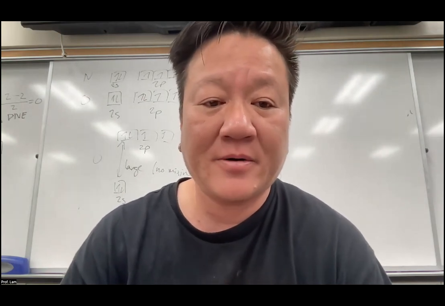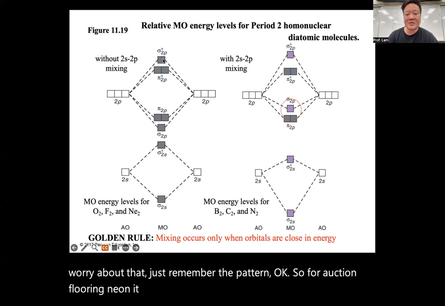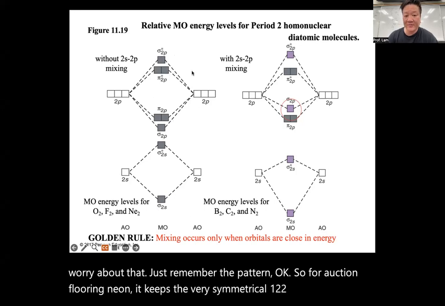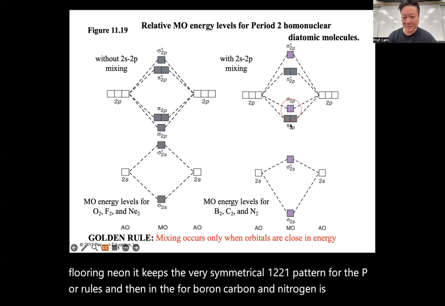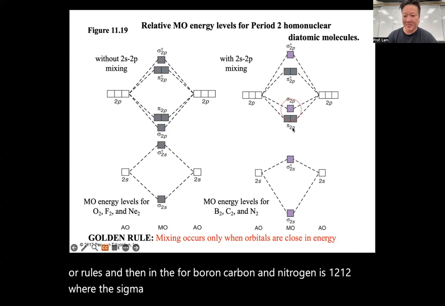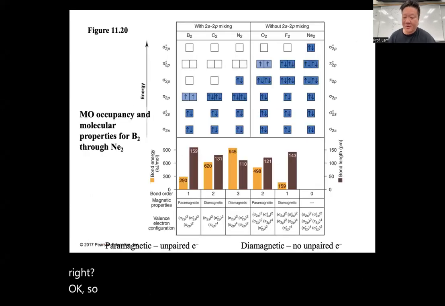Just remember the pattern. Okay, so for oxygen, fluorine, neon, it keeps the very symmetrical 1-2-2-1 pattern for the p orbitals. Okay, and then for boron, carbon, and nitrogen it's 1-2-1-2, where the sigma 2p is just above the pi 2p. The rest are the same, right? Okay, so now this is how we're gonna do the rest of period 2.